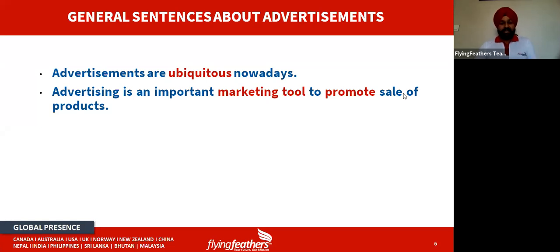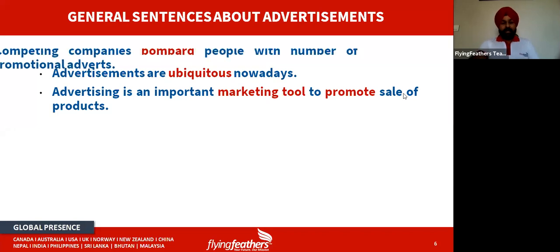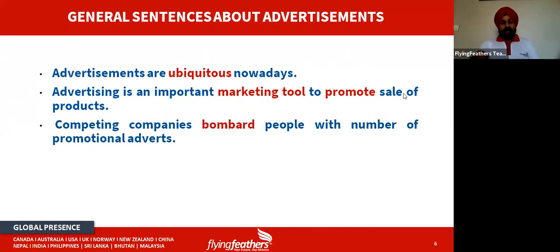To increase the sale of their products so that more and more products of that particular company can be sold, right? Third thing is that competing companies bombard people with a number of promotional adverts.